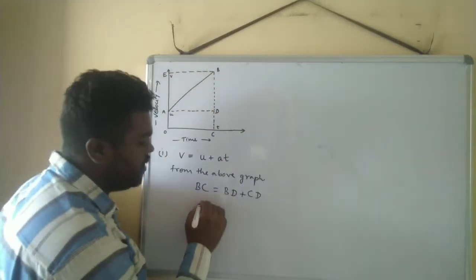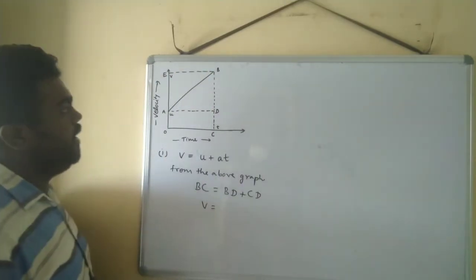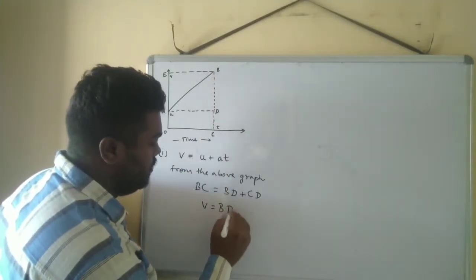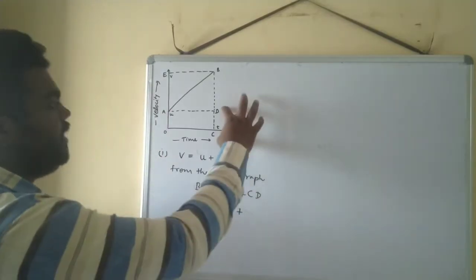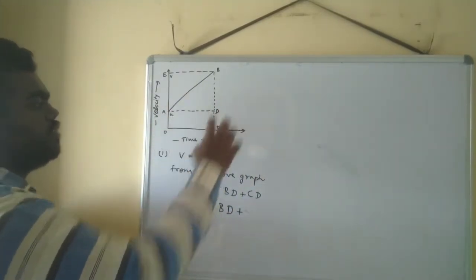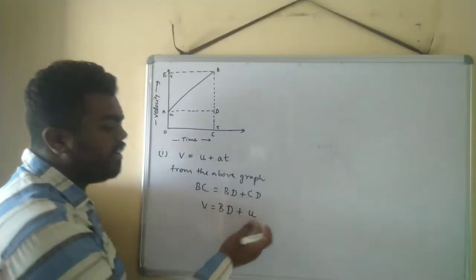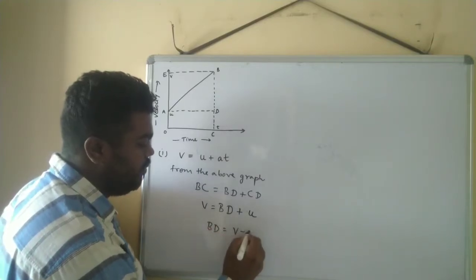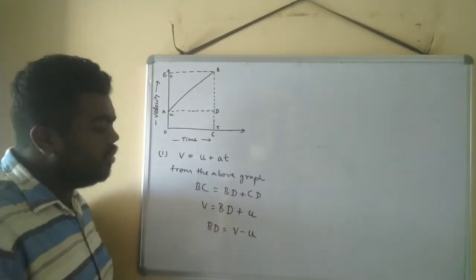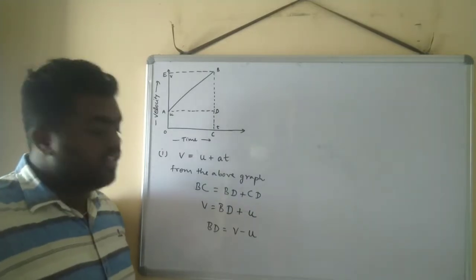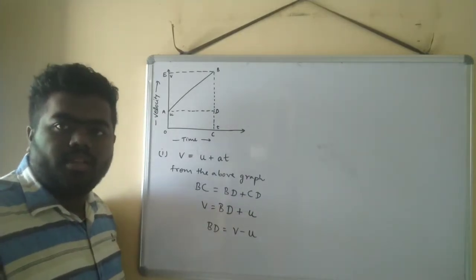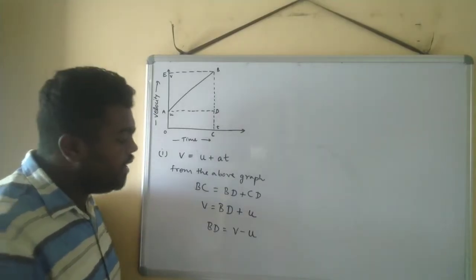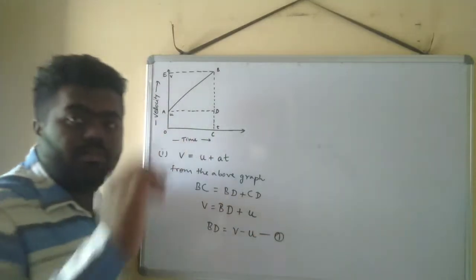Just now I told you this is V, equal to BD, whose value we don't have, plus CD. CD is this distance, that is U. When I take this U to the left side, it becomes BD is equal to V minus U. V minus U means final velocity minus initial velocity. This is actually the change in velocity. Remember one thing, BD tells about the change in velocity. This is our equation number one.